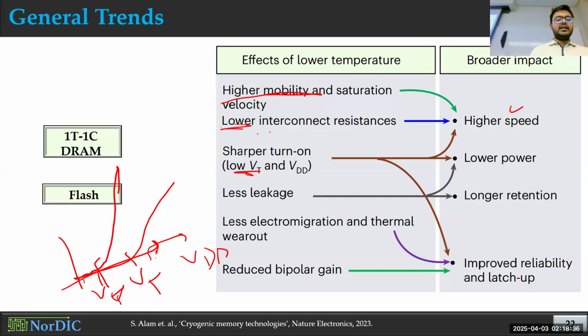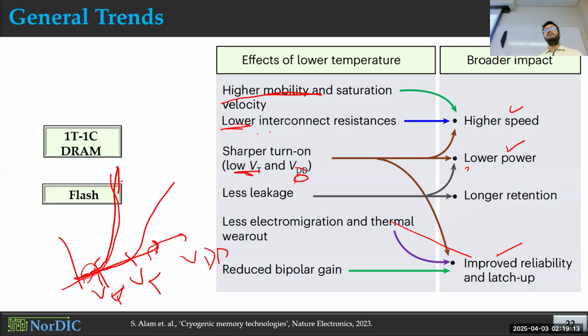Another advantage is that the sub-threshold swing, the sub-threshold slope, also becomes sharper. So you reach the on current faster compared to room temperature, right? If you have a sharper turn-on, that means you will have higher switching speed, because you reach the on state faster. That's one advantage. And again, if the threshold voltage becomes lower, then you can use lower VDD compared to room temperature. If you have lower VDD, that will help you get lower power consumption, and that will also help you to improve the reliability.